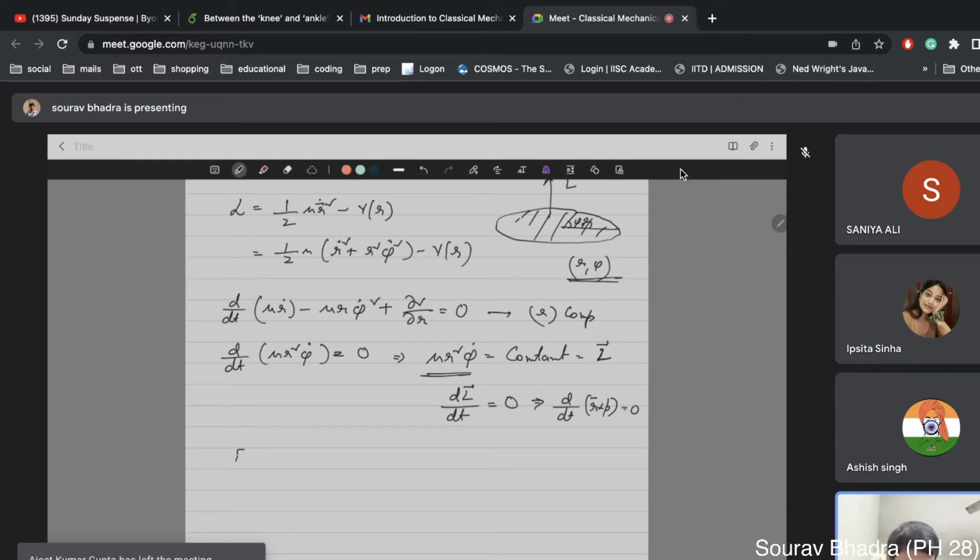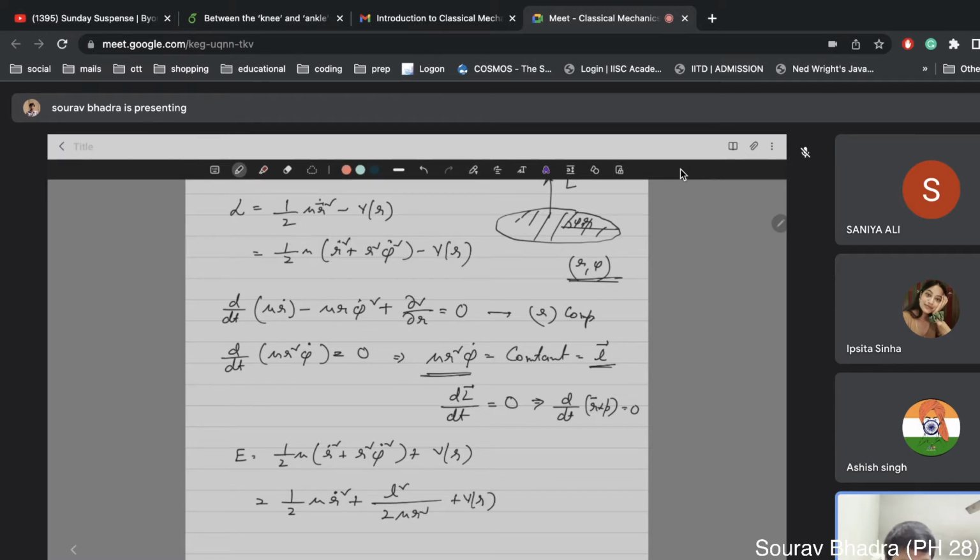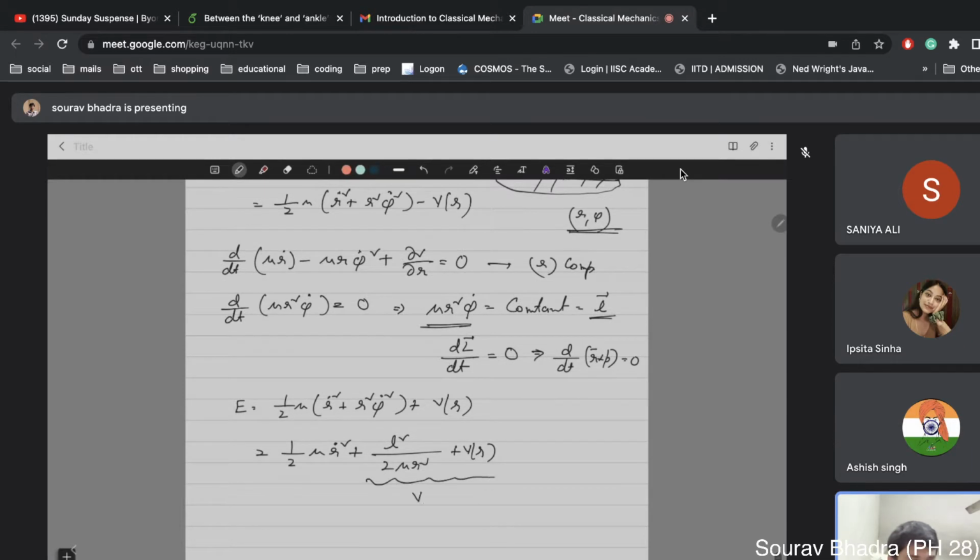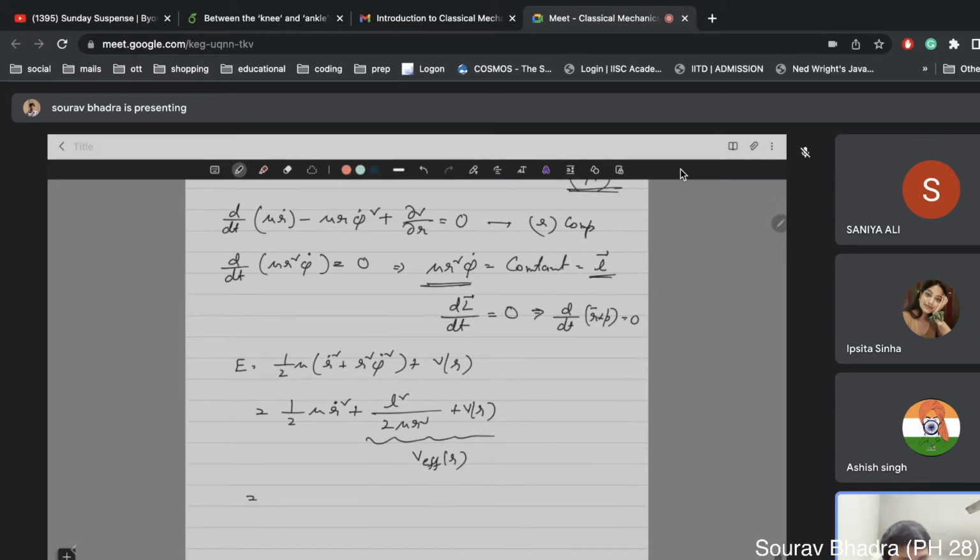Now from here you can write the total energy also, and if you put in this L, which is called small l in the book which I follow, it can be written as l square by 2 mu r square plus V of r. And this part we call V effective, that is the effective potential. So V effective of r. Oh, sorry, I have written it wrongly.